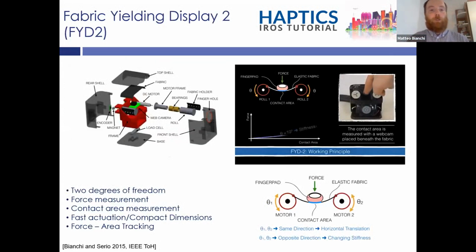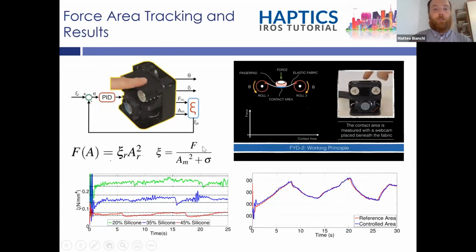So we can use this relationship to build devices that can simply control the contact area based on the user force over the surface. Here you can see this grounded system, which is called FYD2. Basically, we use a fabric and we can modulate the stretching state of the fabric based on the force exerted by the user and the measured contact area. So we can mimic different softness profiles. And here you can see the performance: the reference, the control, and the controlled contact area that we are able to achieve with this system.